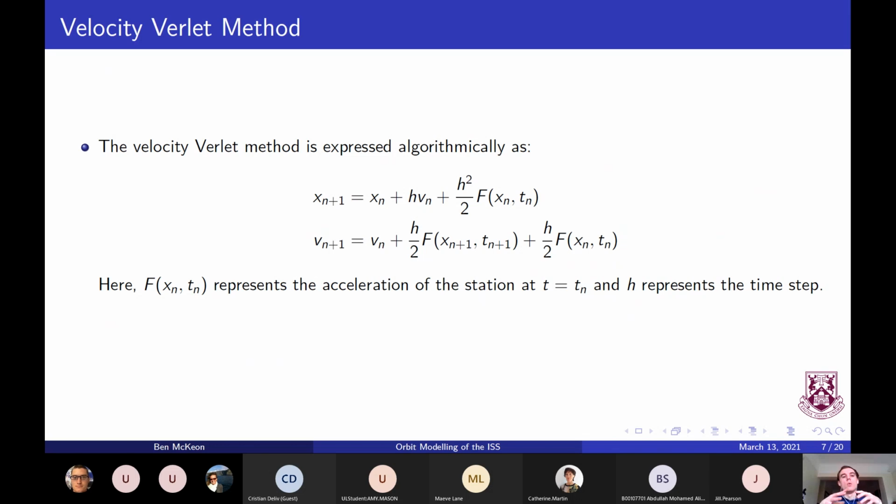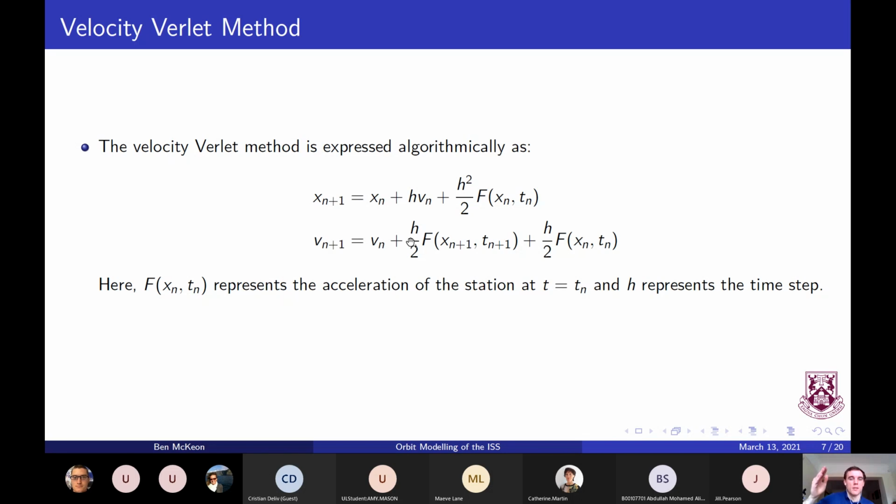So if we begin with the velocity Verlet method here, which is a numerical method, it's quite popular because it tends to work quite well in describing systems such as orbital mechanics, but it's also applied to other instances such as in particle accelerators and other physics issues. So what we have here is this describes the position as it evolves in time, and this describes the velocity, and h here is the time step.